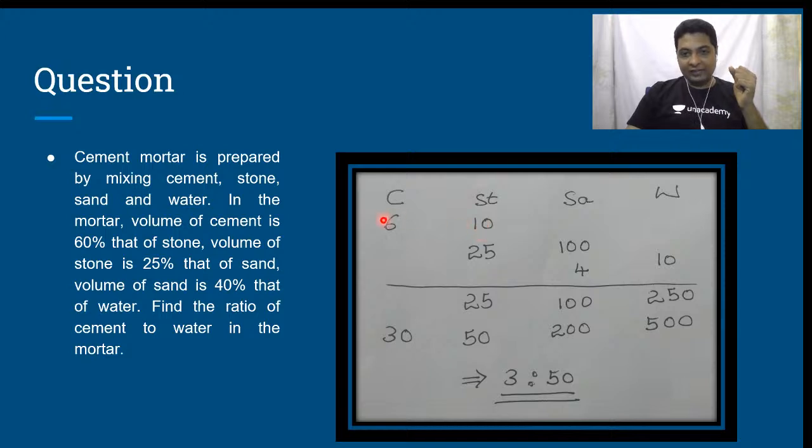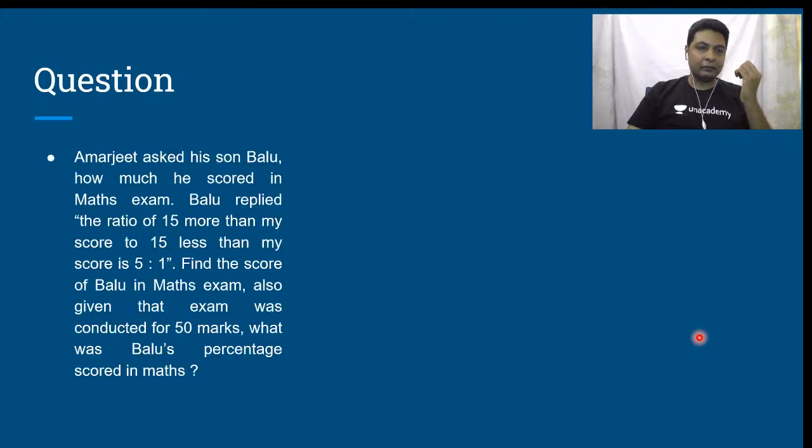If this is 10, this is 6. If this is 50, then 5 times of 6, this will be 30. So the ratio will be 30 is to 500 or 3 is to 50. The same thing that we got even without writing it. Is that clear? Understanding it? Now let's move on with the next question.